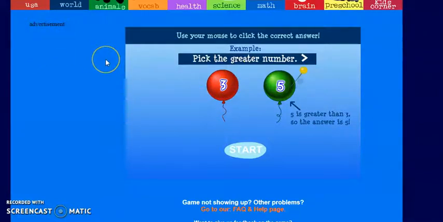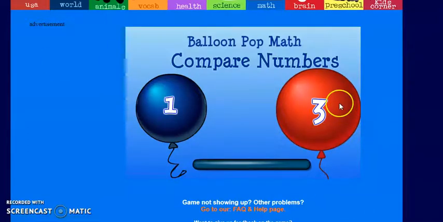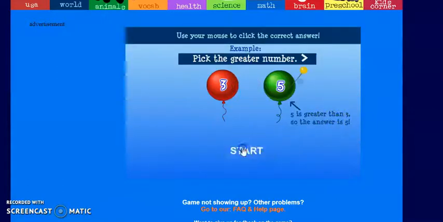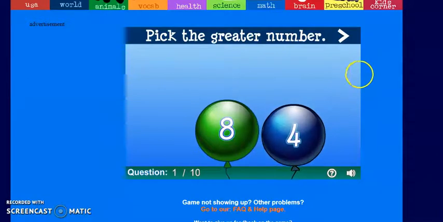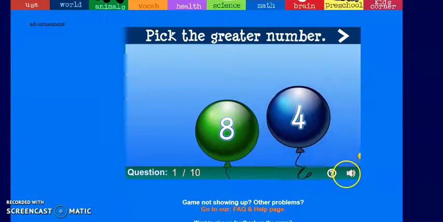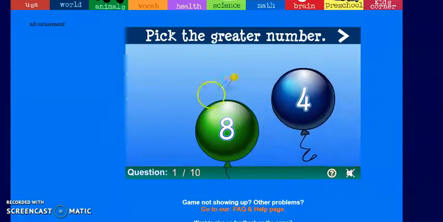Today we'll be comparing numbers. That means we're going to be looking at numbers that are bigger or smaller than the other one. So we'll start off with a quick game just to refresh our memory. This is Balloon Pop Math Compare Numbers. What we're going to do is pick the greater number, okay?